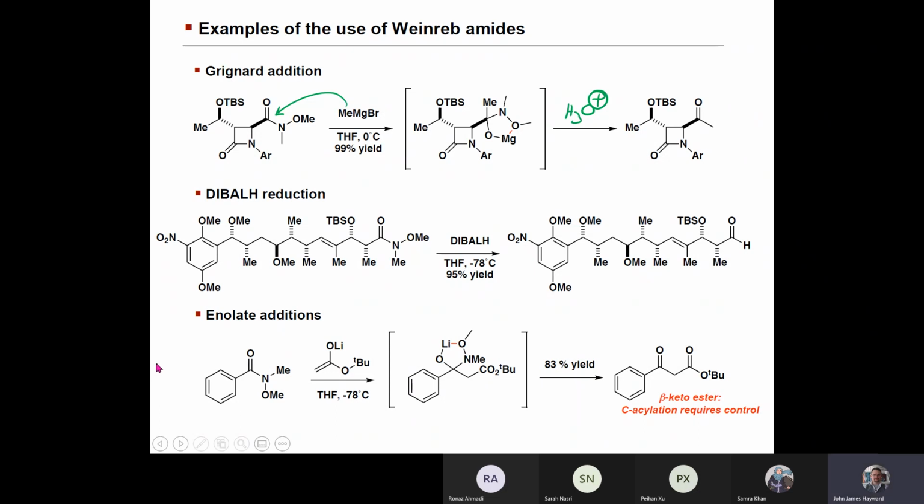And one of the things that's really good here is that if you were trying to do this reaction, let's say with benzoyl chloride, what would actually end up happening is that the oxygen would attack instead. Okay, so Weinreb amides can be very useful with enolates. And I got a little bit ahead of myself there.